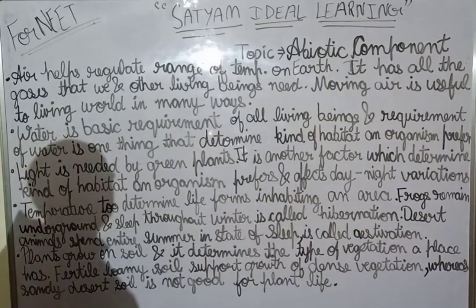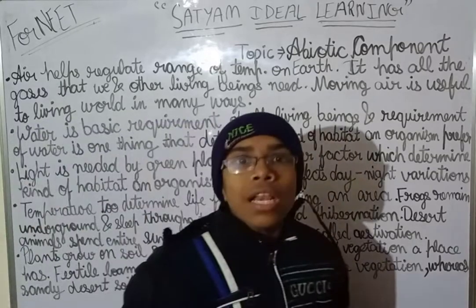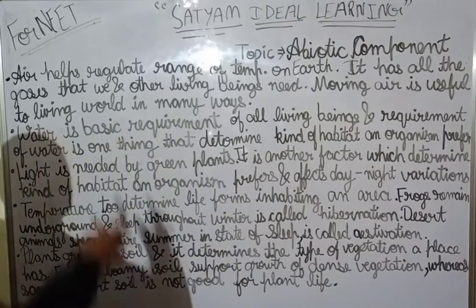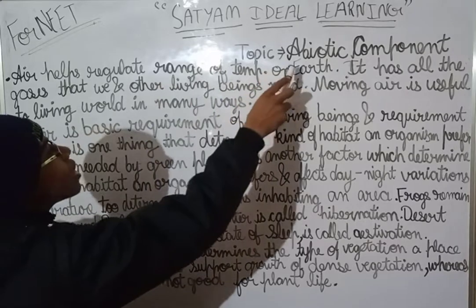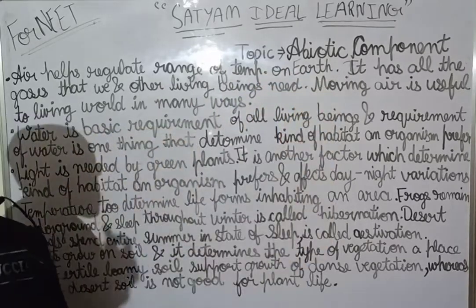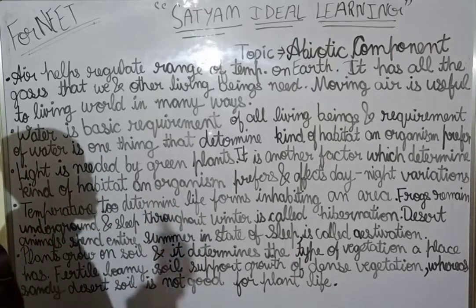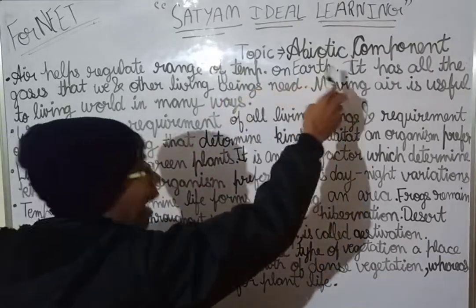First of all, we will be discussing air. Air is the most essential part of the abiotic component. Now, air helps regulate the range of temperature on Earth. So this is the very first point we have to remember about air, that air helps in the regulation of the range of temperature on Earth.